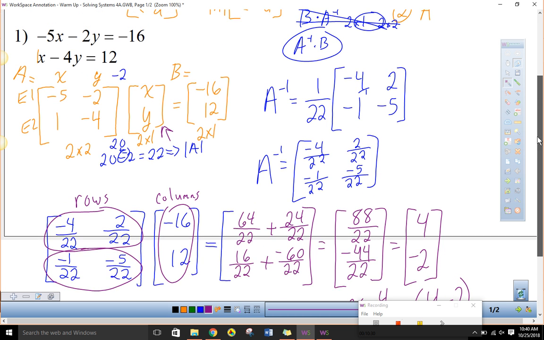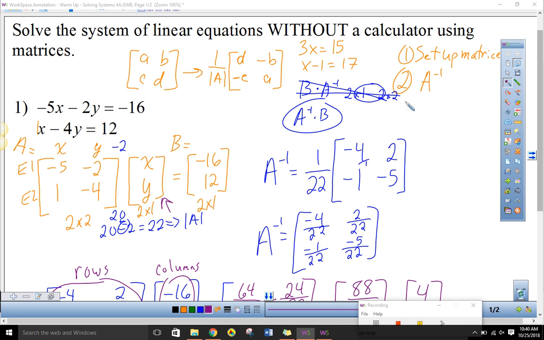So our last little step up here is to do the A inverse times B. That's the 3 pieces you want to do. How do you feel about that? Would you like to try one more? Okay. I'm going to turn off the recording here.